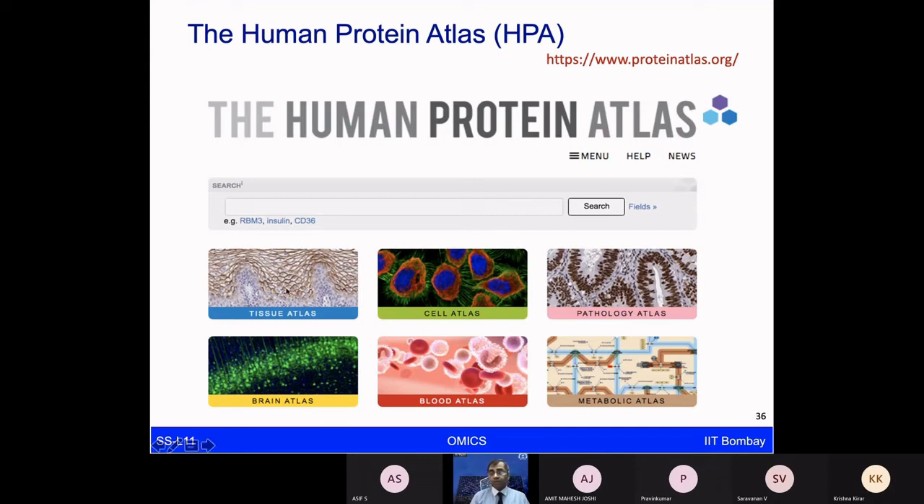They are publishing really high quality data in science every year. This is the tissue atlas, cell atlas, pathology atlas, brain atlas, blood atlas, metabolic atlas. So you go there and you will find almost all the proteins given for that particular objective, and you can get lots and lots of information from here.